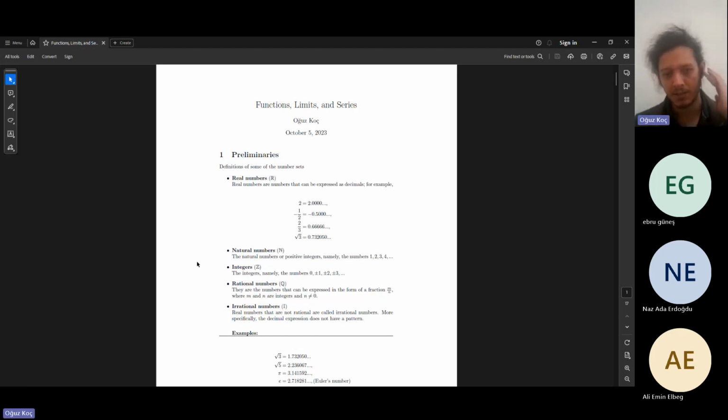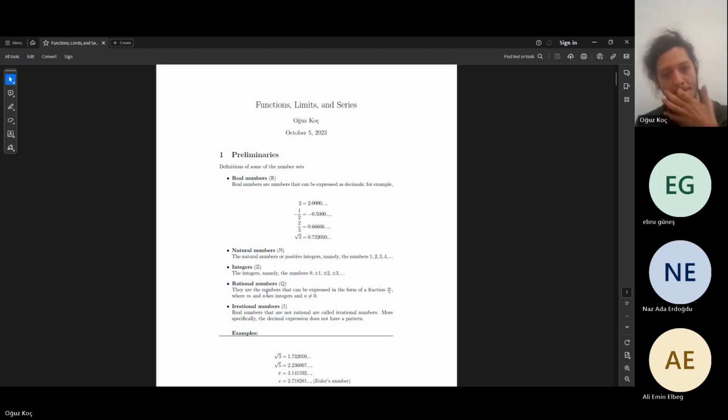Natural numbers are the positive integers, namely the numbers 1, 2, 3, 4, and so on. A more general version of the natural numbers is the integers. These are the negative and positive integers and zero. For example, 0, plus 1, 2, 3, and -1, -5, etc.